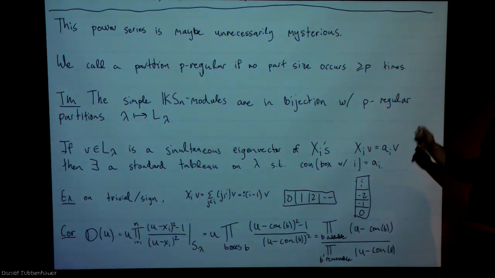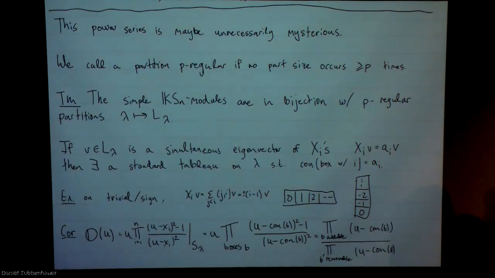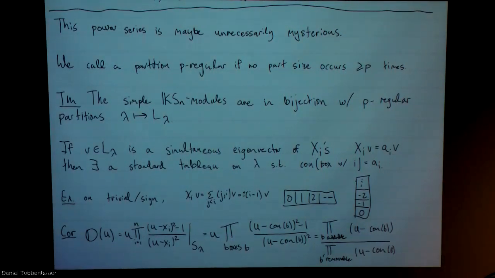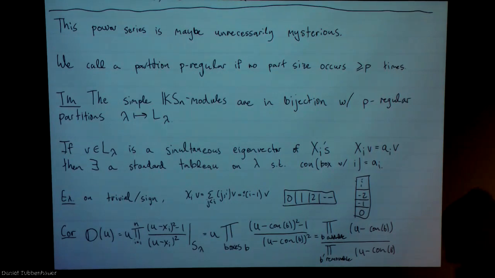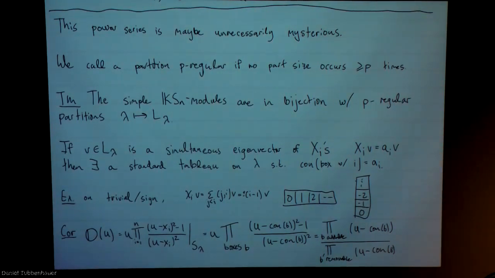Okay, so standard theorem: the simple modules over KS_n are in bijection with p-regular partitions, where p-regular means that there's no part size that occurs p or more times.